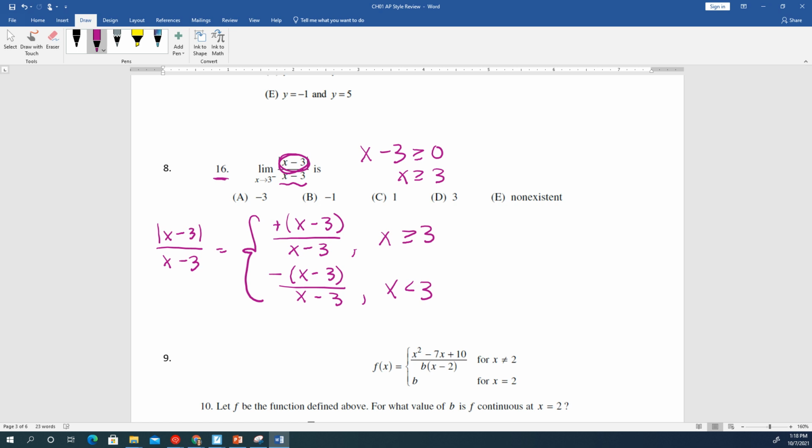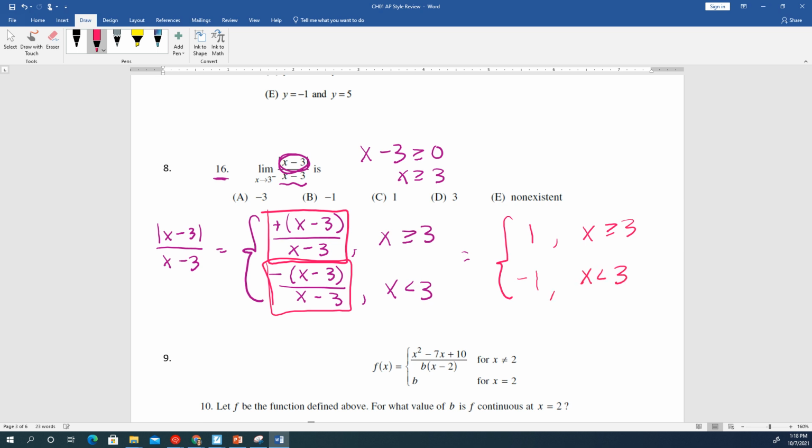So this function can really be simplified. Okay, if I look at this piece right here, I have positive x minus 3 over positive x minus 3. Anything over itself, that's really just 1. And here, this piece, the opposite of x minus 3 over x minus 3, that's really the same as negative 1. Okay, so you can kind of simplify your equations there.